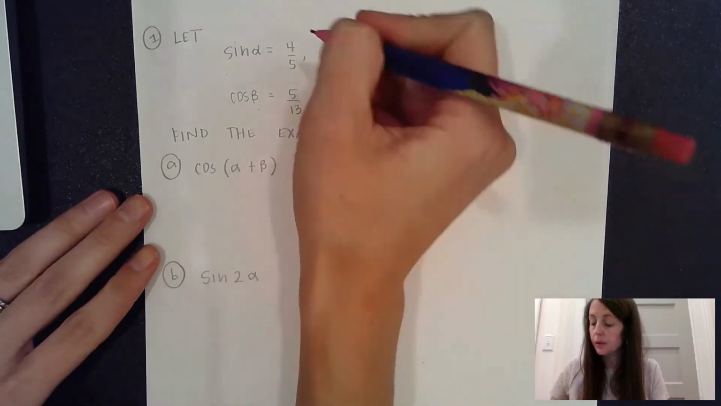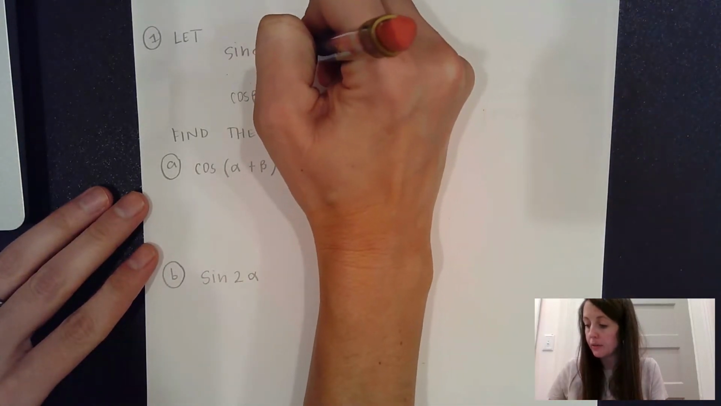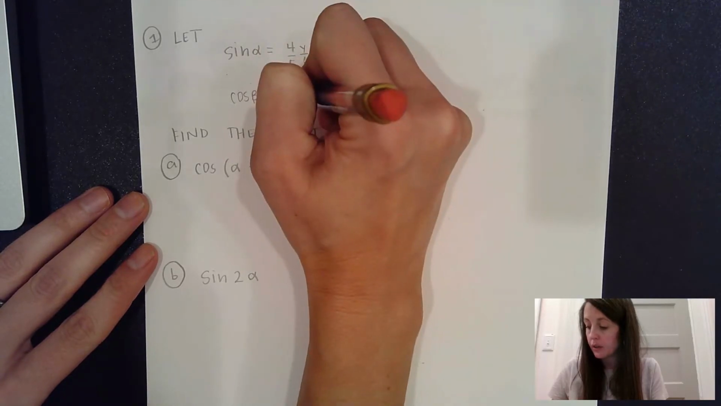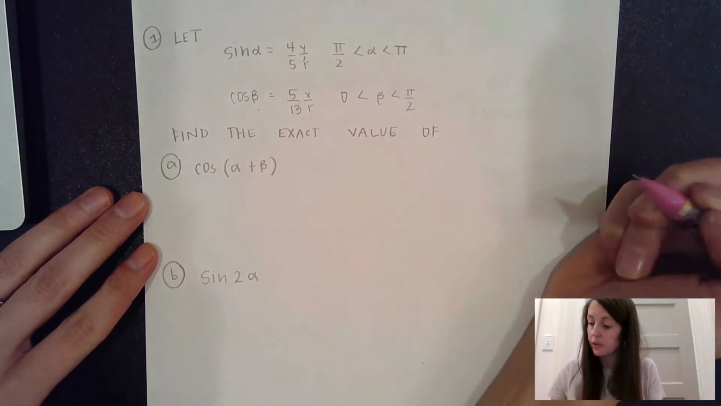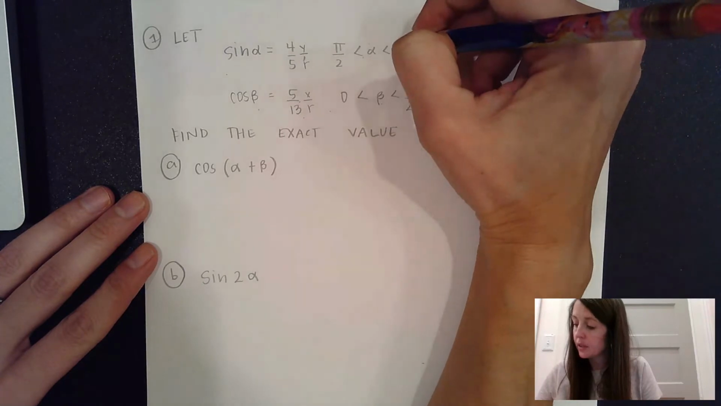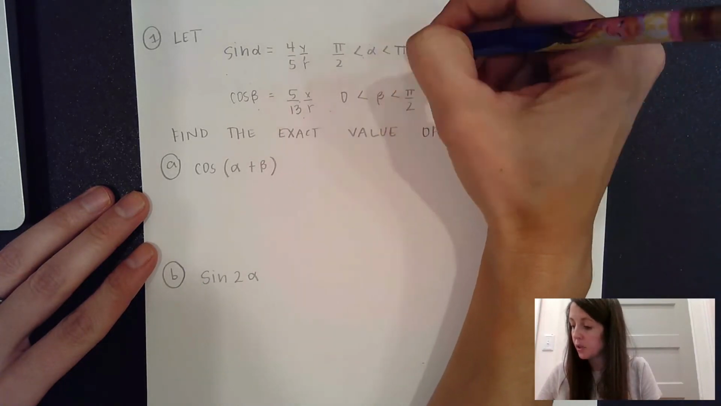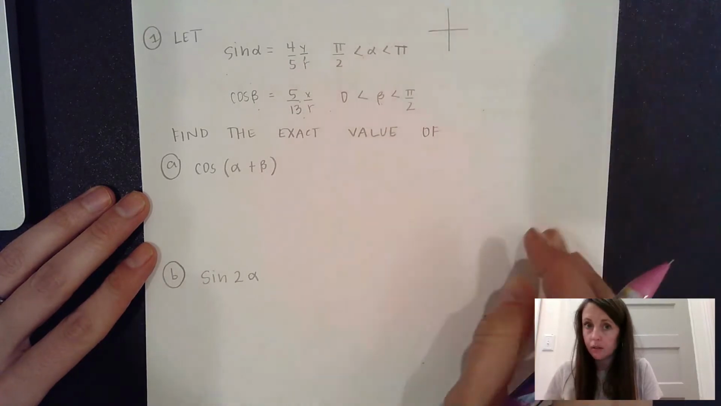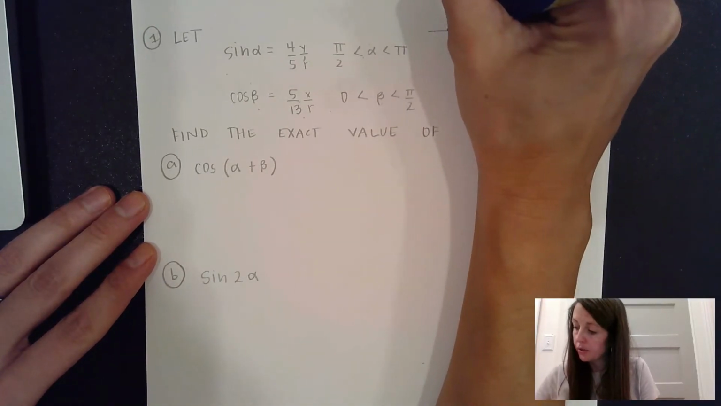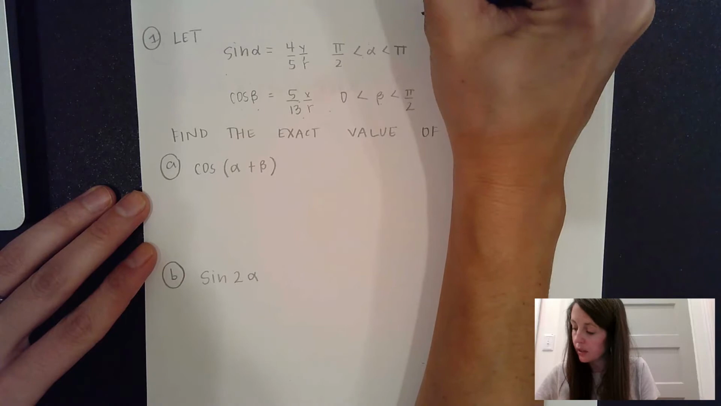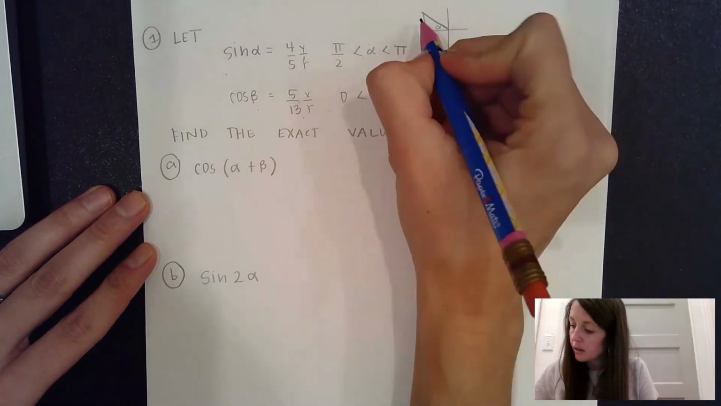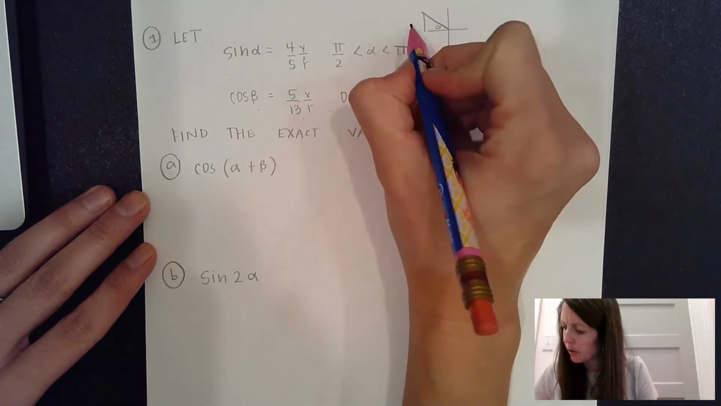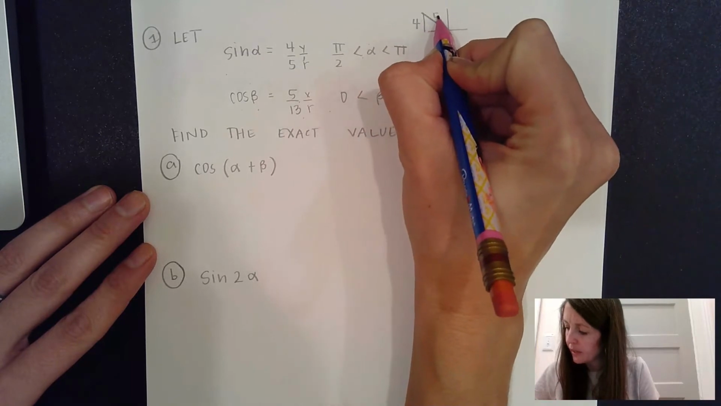Alright, so sine, remember, is y over r. Cosine is x over r. And alpha is going to lie in between pi over 2 and pi, so alpha is going to be in quadrant 2 here. So here would lie your alpha. So this would be 4 and this would be 5.